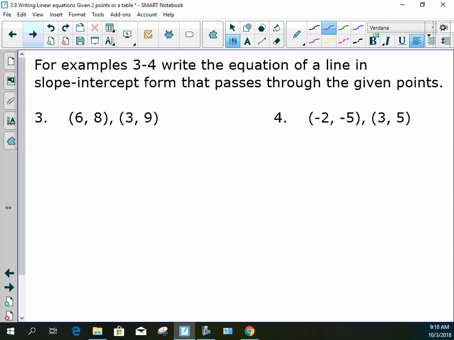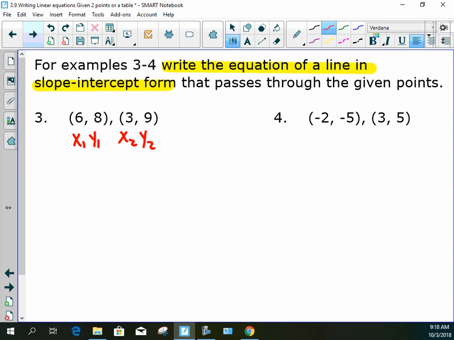Okay, now we're going to write the equation of a line, but we don't have the graph. Could I have a graph and put these 2 points on the graph? I could, and then find it that way, but I'm going to show you how to do it without having to do that extra work. Again, x1, y1, x2, y2. Write the equation of a line in slope-intercept form.